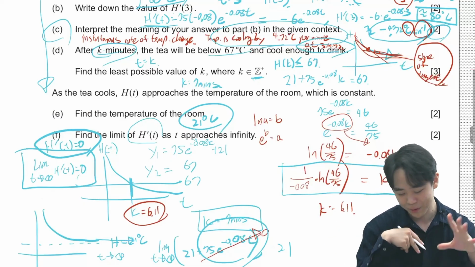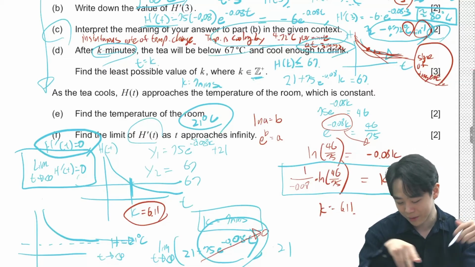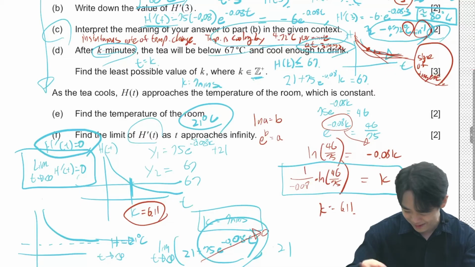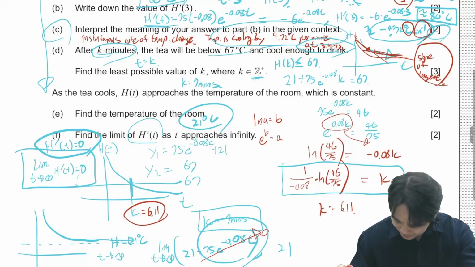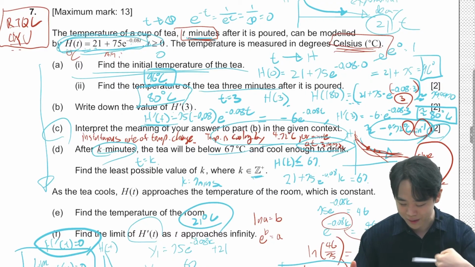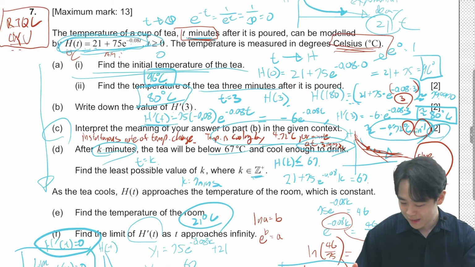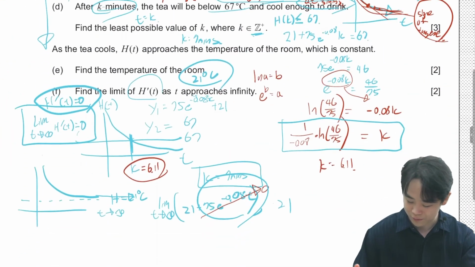So in this case, we know that it's asymptotic in nature, right? Temperature's dropping to the surrounding temperature, right? So that's just about it. I think that was pretty straightforward because it just asks you to find H of T, H prime of T, and it constantly questions you, like, what do you think this means, right? So that was number 7. Let's move on to number 8.